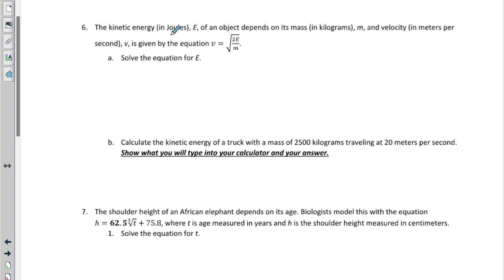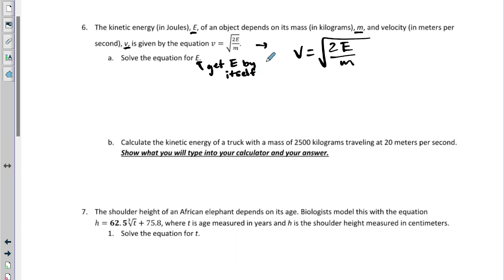So the kinetic energy in joules, E, of an object depends on its mass in kilograms, which is called M. So we have energy, E, mass, M, and velocity, V, okay? The equation is this. V equals the square root of 2E over M. Well, if you're given the energy and the mass, you can find the velocity. But what if you're not? What if you're given maybe the mass and the velocity? So you need to solve this quote unquote literal equation, all right? And so in this case, if we solve this for E, this means get E by itself.